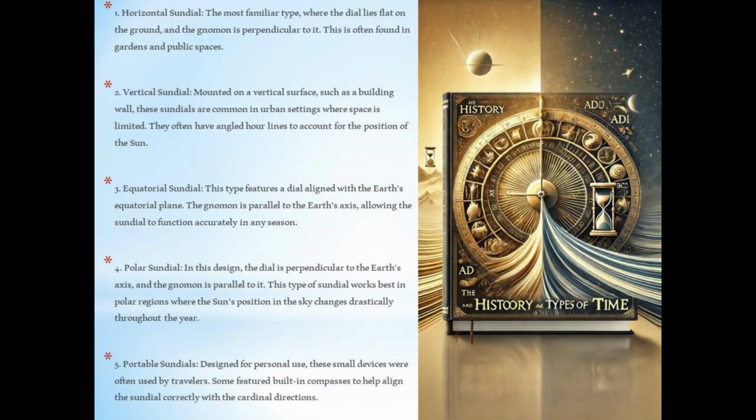Number 4. Polar sundial. In this design, the dial is perpendicular to the Earth's axis and the gnomon is parallel to it. This type of sundial works best in the polar regions, where the sun's position in the sky changes drastically throughout the year. Number 5. Portable sundial. Designed for personal use, these small devices were often used by travelers. Some featured built-in compasses to help align the sundial correctly with the cardinal directions.